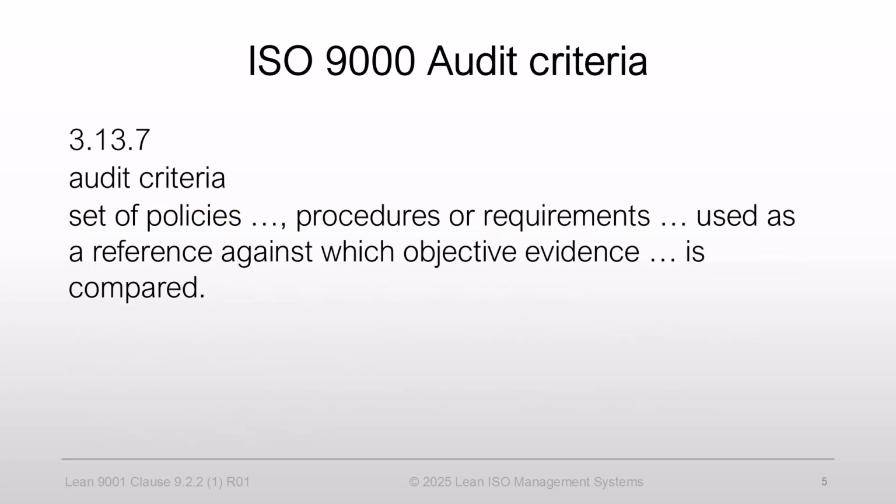ISO 9000 Element 3.13.7 defines audit criteria as a set of policies, procedures, or requirements used as a reference against which objective evidence is compared. In other words, audit criteria are what you measure against. These may be standard requirements, internal documents, regulatory and statutory requirements, customer requirements, past audit findings, or corrective actions. Poorly defined audit criteria lead to inconsistent or meaningless audit results.